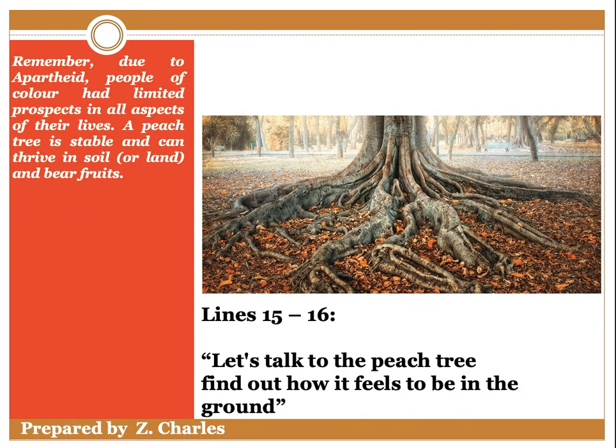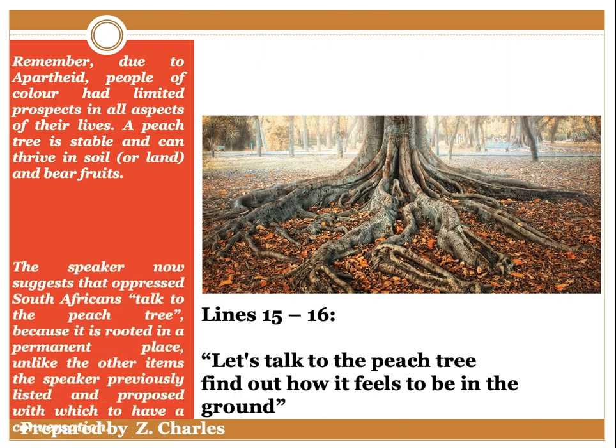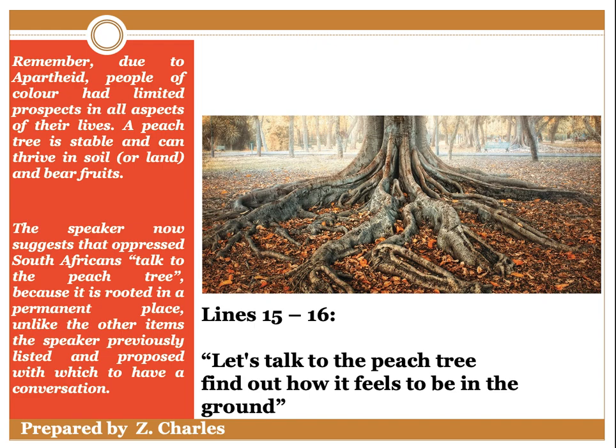So, remember, due to apartheid, people of color had limited prospects in all aspects of their lives. A peach tree, however, is stable and can thrive in soil or land and bear fruits. I'm going to read that again. Just think about this. Remember, due to apartheid, people of color had limited prospects in all aspects of their lives. But a peach tree is stable and can thrive in soil or land and bear fruit. So, what does that mean? The speaker now suggests that the oppressed South Africans living during the apartheid era talk to the peach tree because a peach tree is rooted in a permanent place, unlike other items that the speaker previously listed.